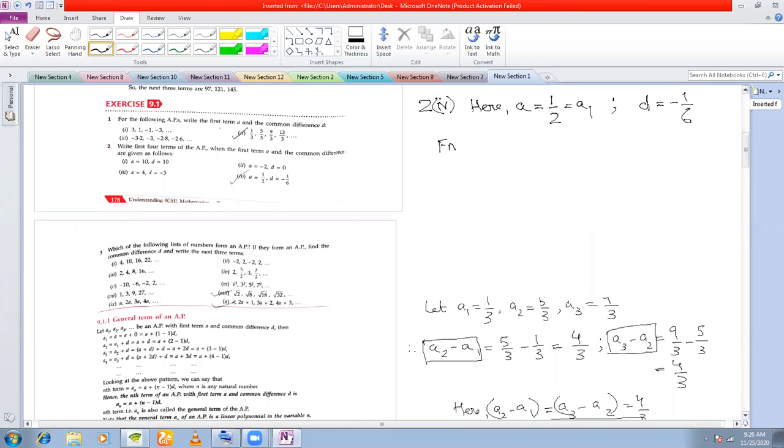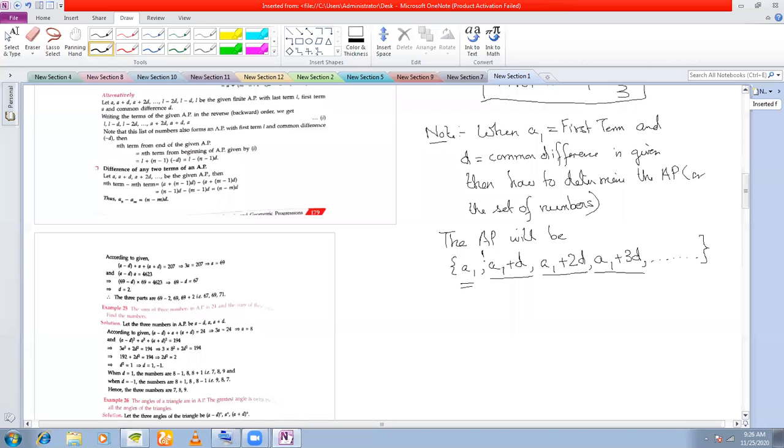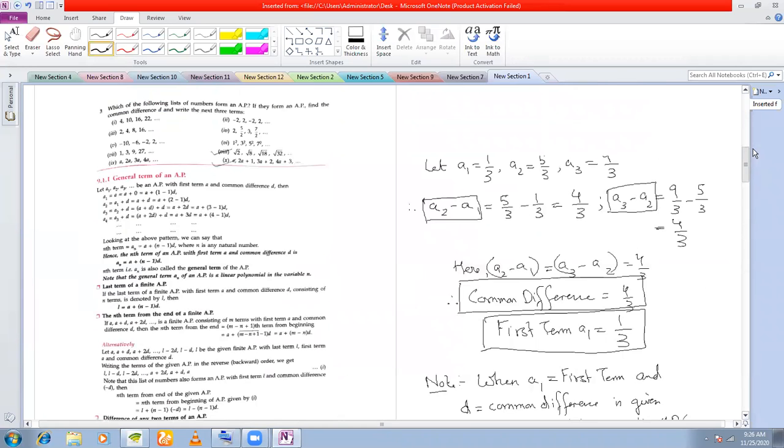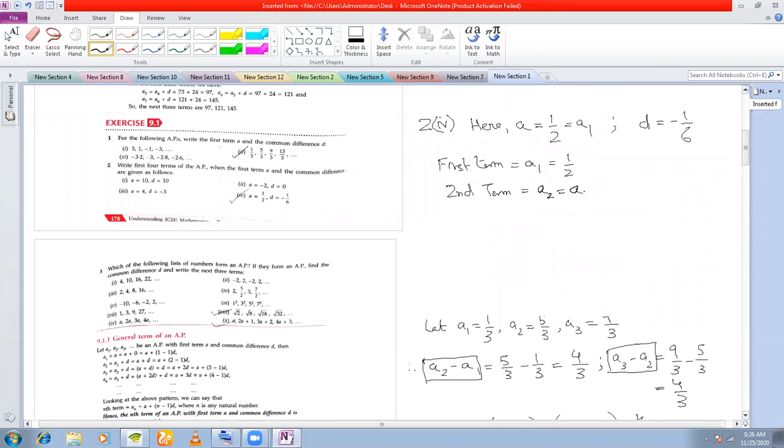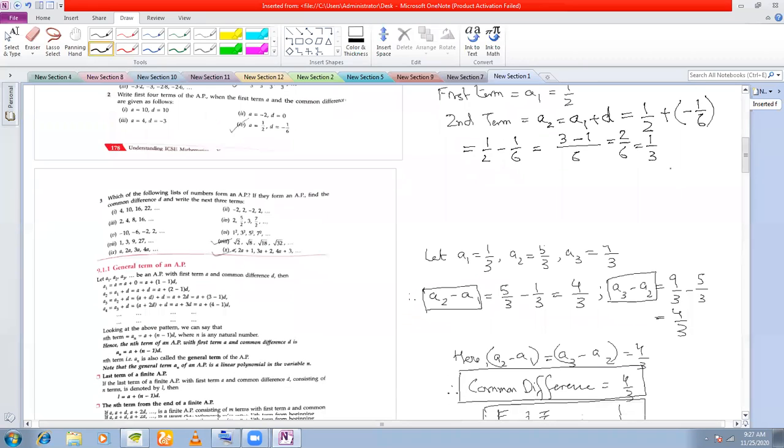So what is the first term here? First term is A1 equal to half. Next, second term. If A1 is the first term, I told you the second term is A1 plus D. So you will write A2 equal to A1 plus D. The second term A2 is the first term plus the common difference. The first term half plus the common difference. You write it with the sign. And now you take the LCM. This is half minus 1 by 6. So you get 3 minus 1, 2 by 6, which is 1/3. So your second term is 1/3.